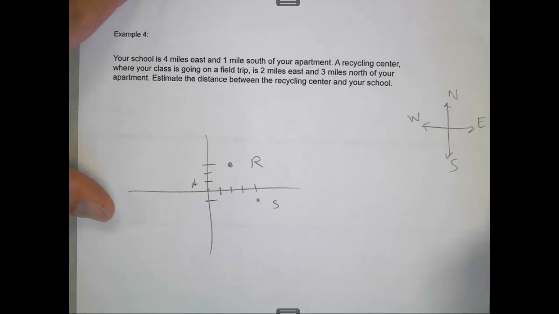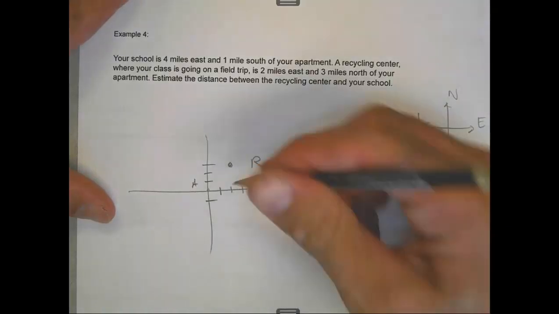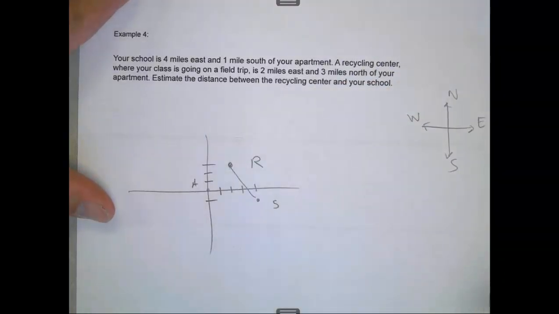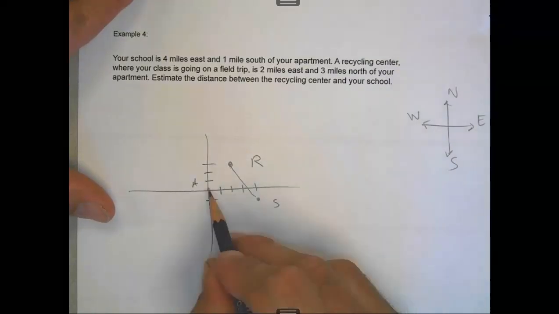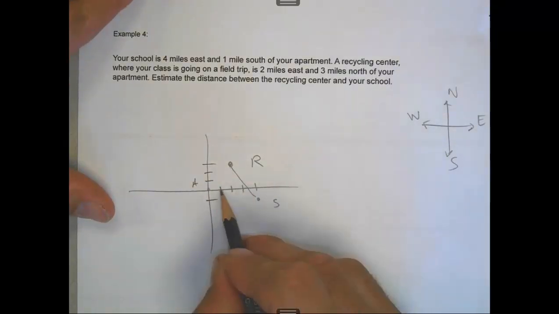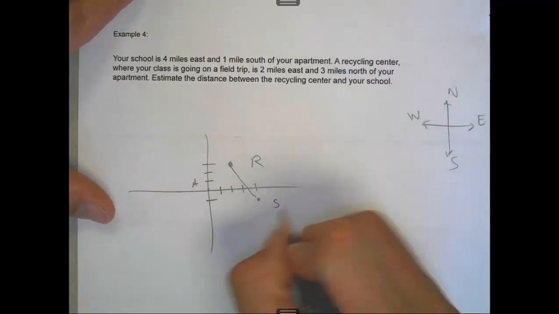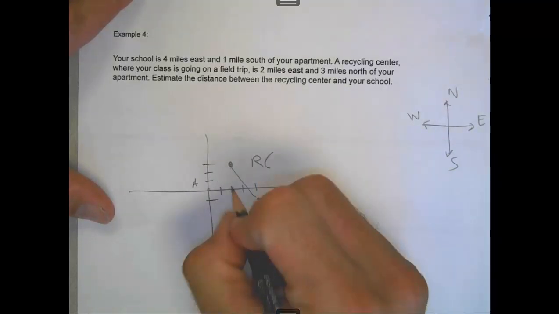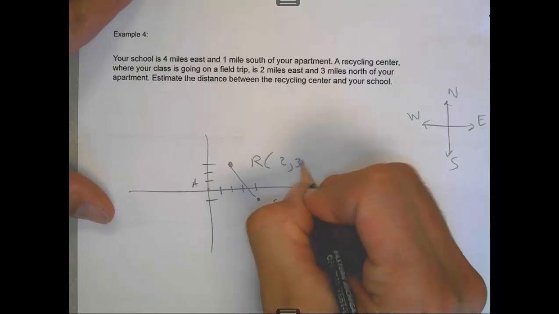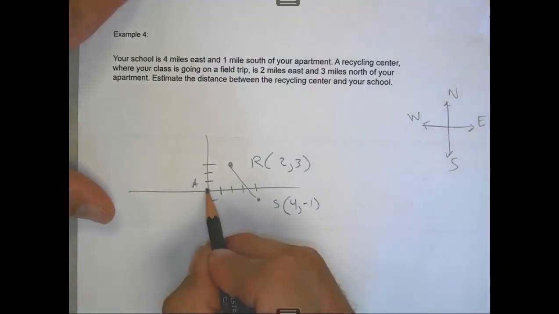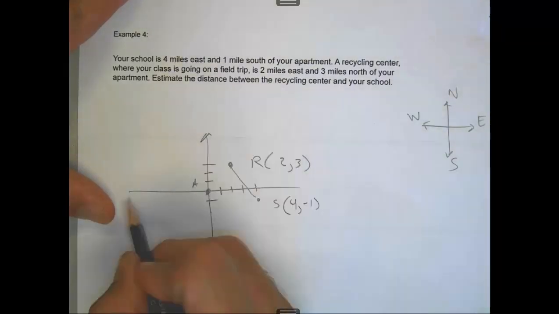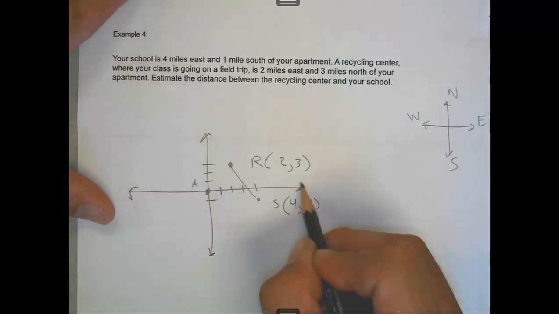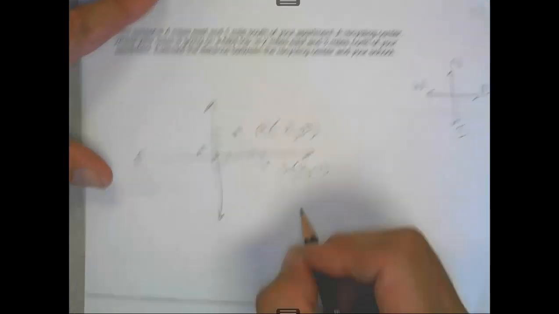Okay, estimate the distance between the recycling center and your school. So what we're looking for is this distance here. Now, if we give these coordinates, we said this was 1, 2, 3, 4, negative 1, so the point for this is (4, negative 1). And we said the coordinates for R are (2, 3), if we call our apartment the origin. So now we've graphed these points on a Cartesian coordinate plane.